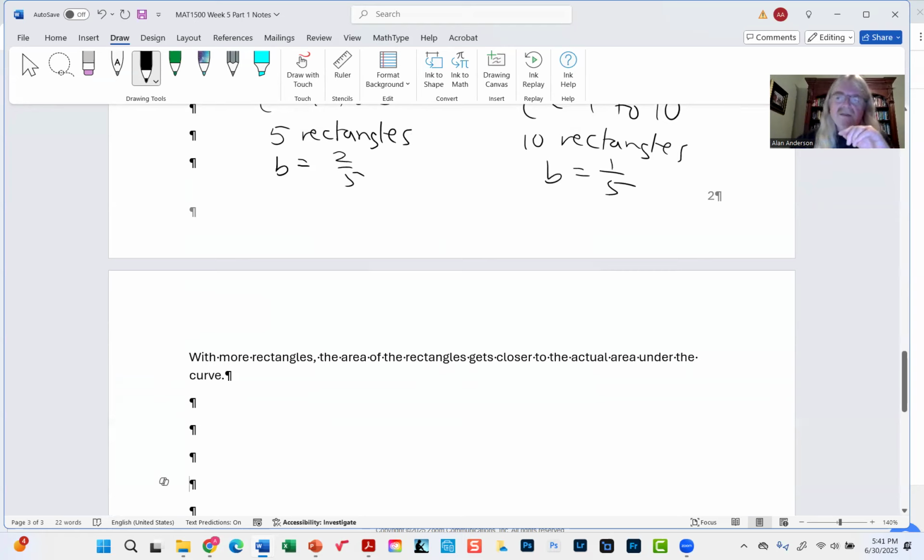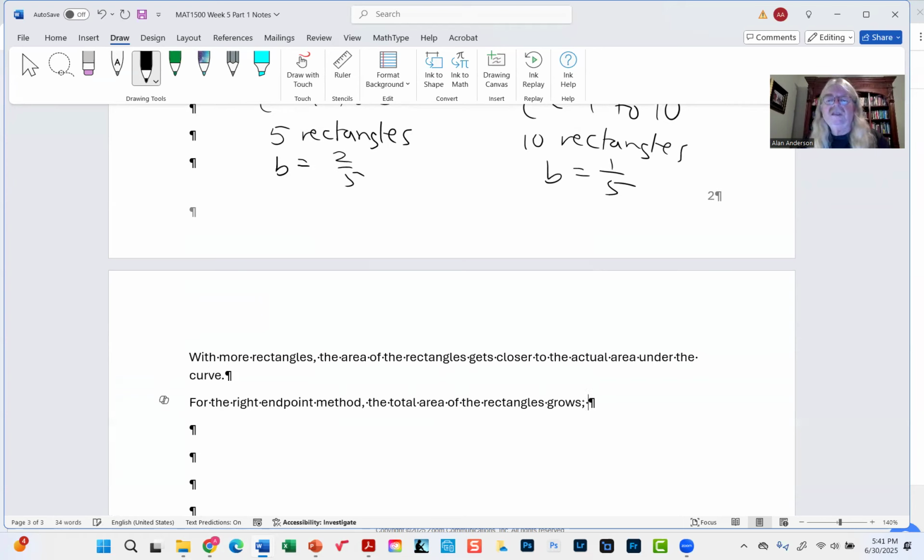So for this right endpoint method, which we just saw, the total area grows because remember, it was too small to start with. For the left endpoint method, the total area shrinks, of course, because it was too large to start with.